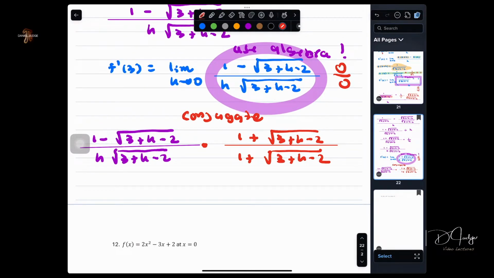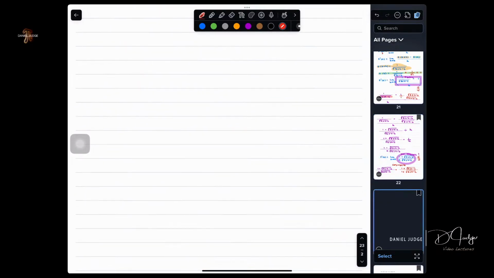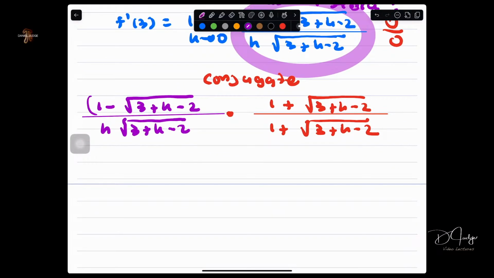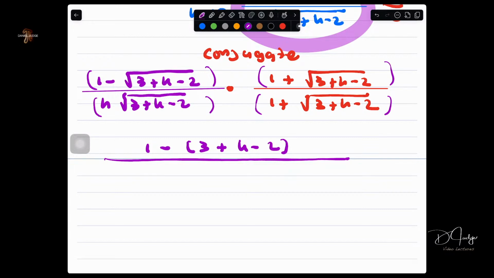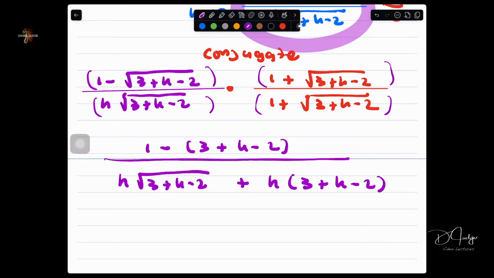So this one's going to have more work to do. And now by the conjugates here, by doing our multiplication, let's put these parentheses here. By the conjugates, the numerator becomes, we already talked about what happens here. You're going to get 1 minus, in parentheses, the 3 plus h minus 2 by multiplying that numerator together. And then in the denominator, you might say, well, what do we get here? It looks like you get, by distributing, h times the square root of 3 plus h minus 2, plus just a h times a 3 plus h minus 2. So we just multiplied, distributed in the denominator. Yeah, it looks good to me.